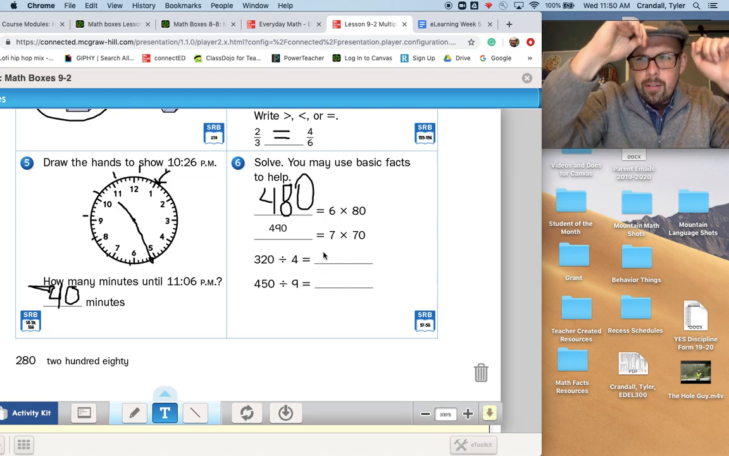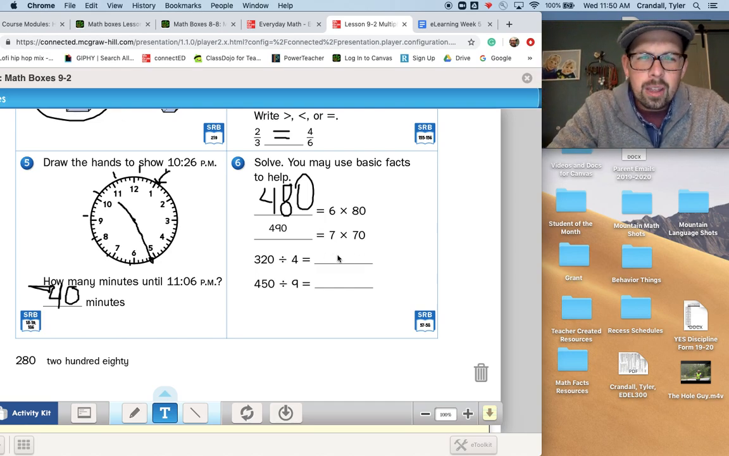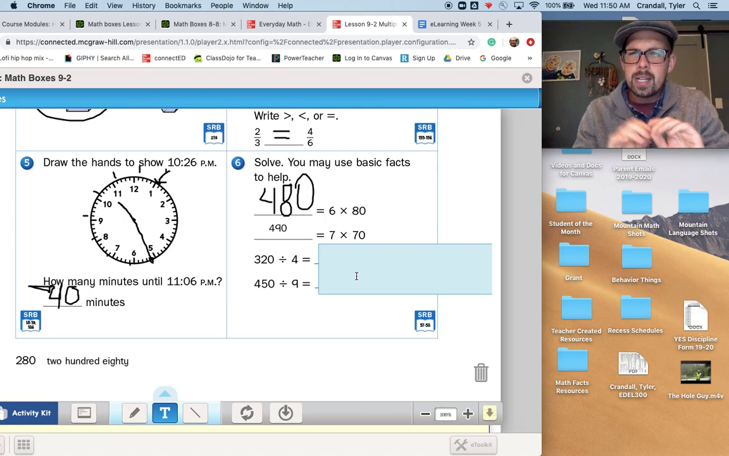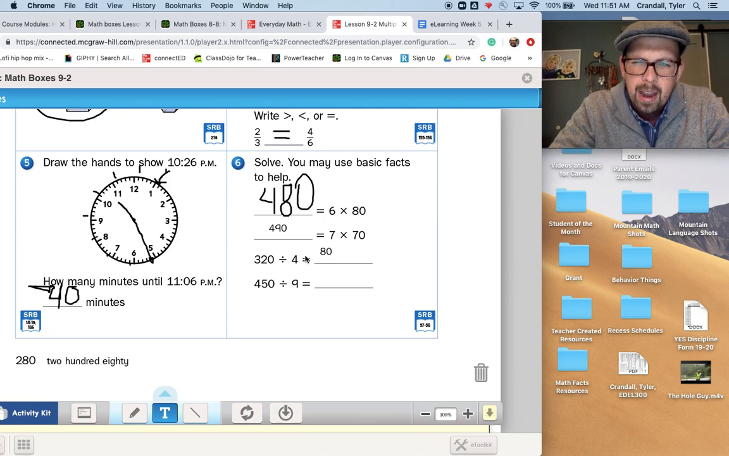This is a division problem. 320 divided by 4. 320 divided by 4 looks a lot like 32 divided by 4. And I know that in the fact family, 4 times 8 equals 32. So 320 divided by 4 would give us something that looks like 8, but that would be 80. We have to take into account somewhere that one of our factors would be 10 times larger than normal to get us up to 320.